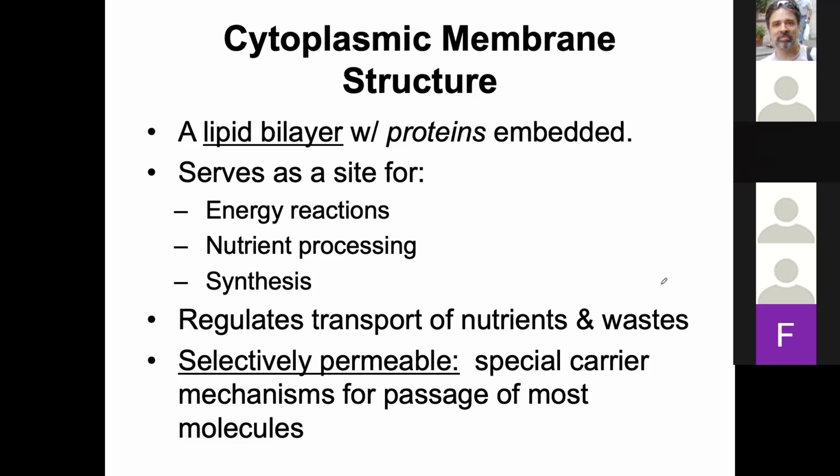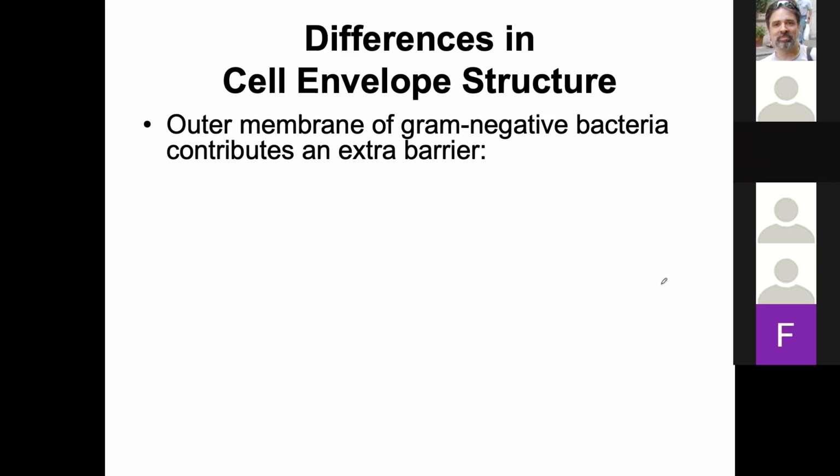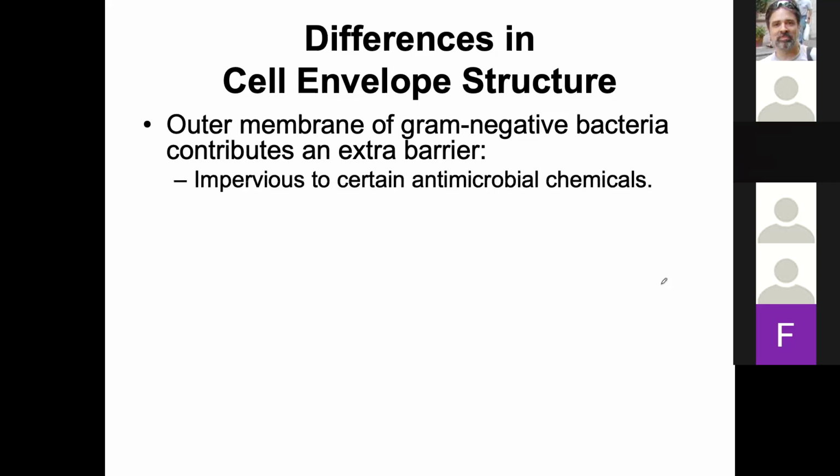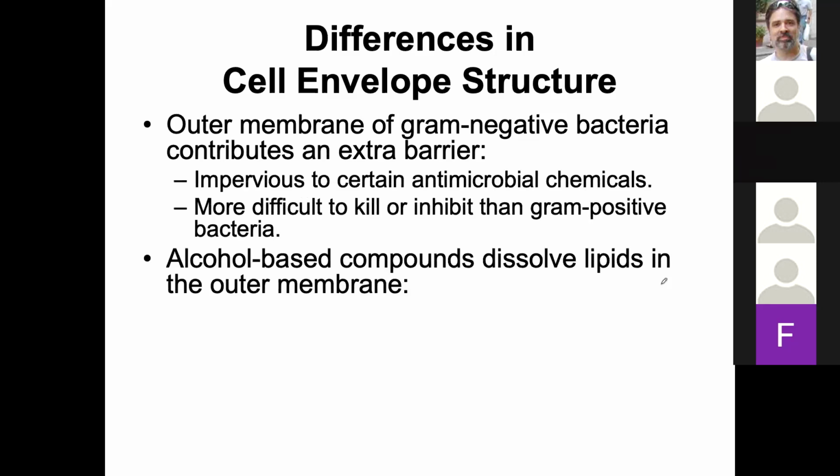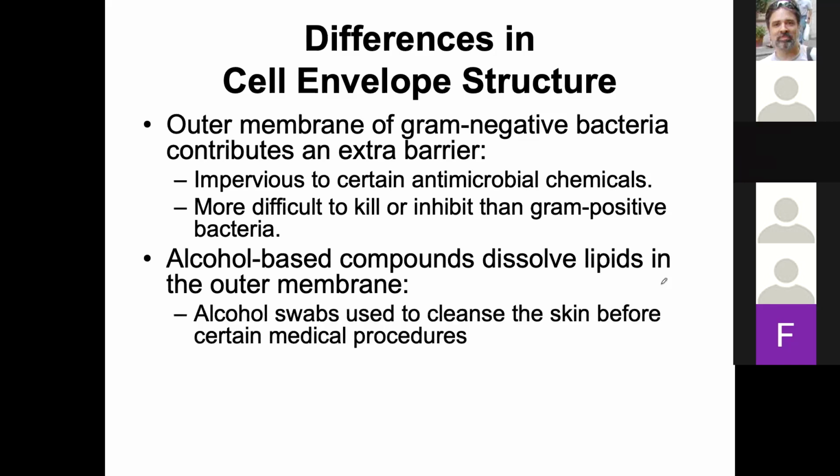It also features something called membrane potential, which allows for certain types of transport to take place. In the case of bacterial cells, the membrane potential allows for energy production. And membrane potential is just a separation of charge across the membrane. The outer membrane of gram-negative bacteria has an extra barrier that is difficult for certain antimicrobials to penetrate, so it's tougher to kill than gram-positives.